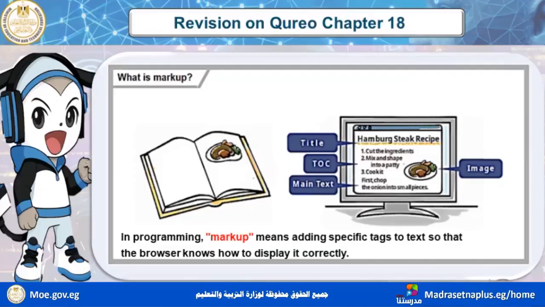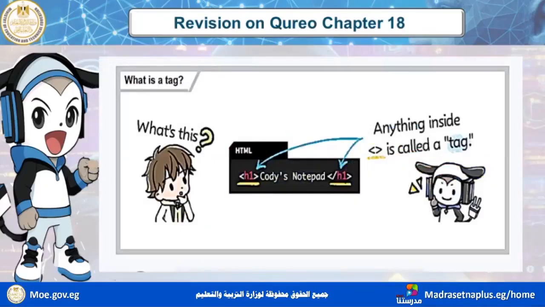So how can we create tags to display these contents correctly, or in a simple and attractive format? Here we use markup. What is markup? It's what we mean by adding specific tags to text so that the browser knows how to display it. And what is a tag?